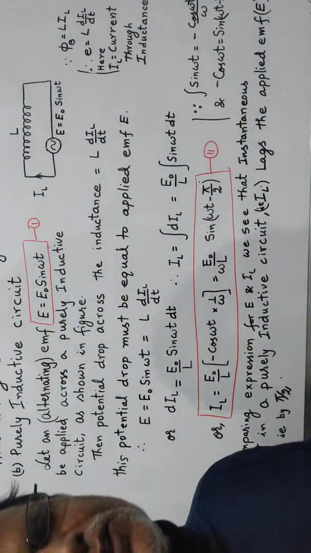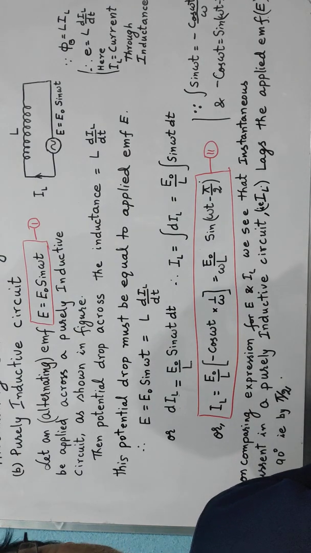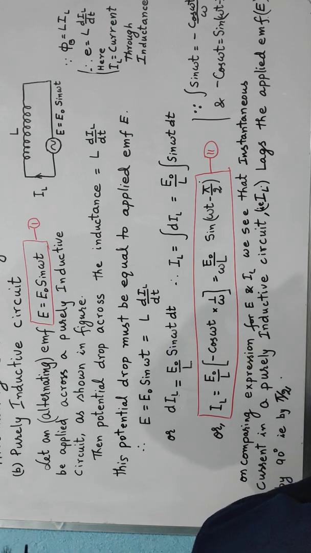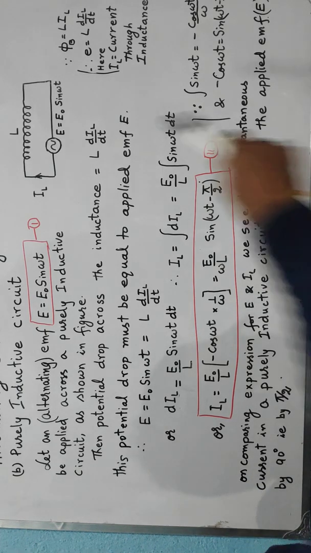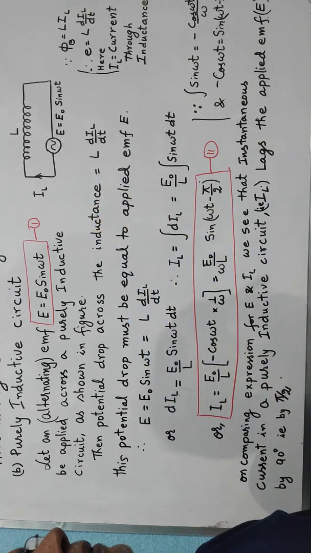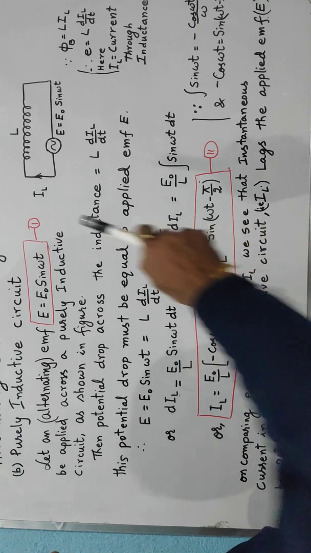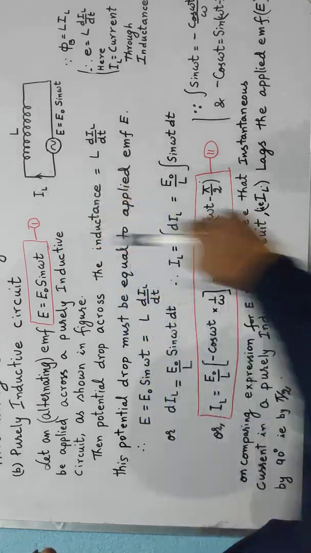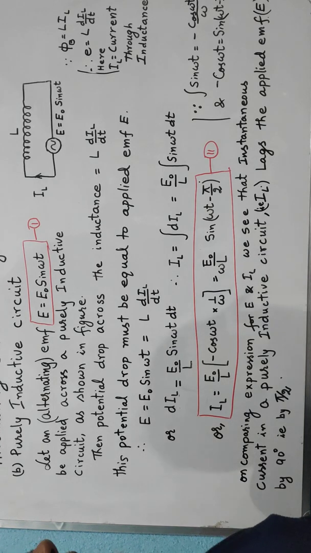Dear students, today we are going to talk about a purely inductive circuit which is having alternating current flowing through it. Now we assume that an EMF of alternating nature given by the relation E is equal to E0 sin omega t is applied across a circuit which is purely inductive, and L is the inductance of the inductive circuit, and for that EMF applied across it, we assume that IL current flows through the inductance.